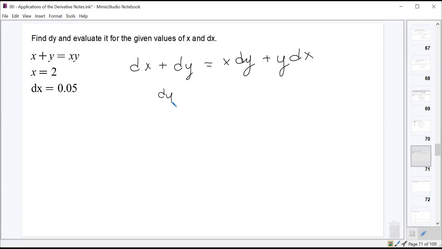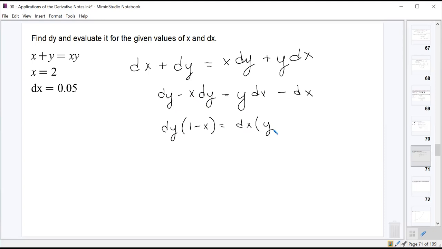So dy minus x dy is going to equal y dx minus dx. On the left-hand side, we could factor out the dy, leaving us with dy times 1 minus x. And on the right-hand side, you don't have to, but if you want to, you can factor out the dx, leaving you with dx times y minus 1. And we'll end up with dy is equal to dx times y minus 1 over 1 minus x.